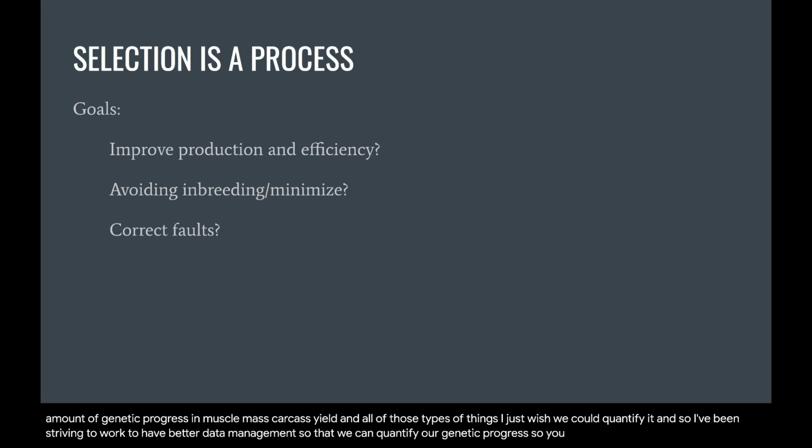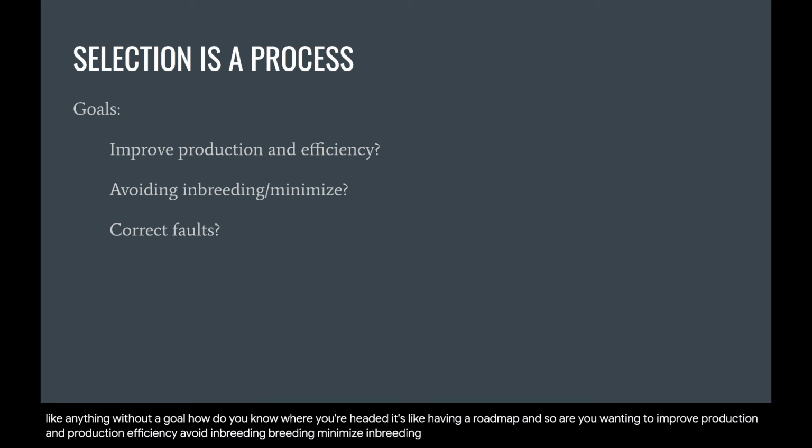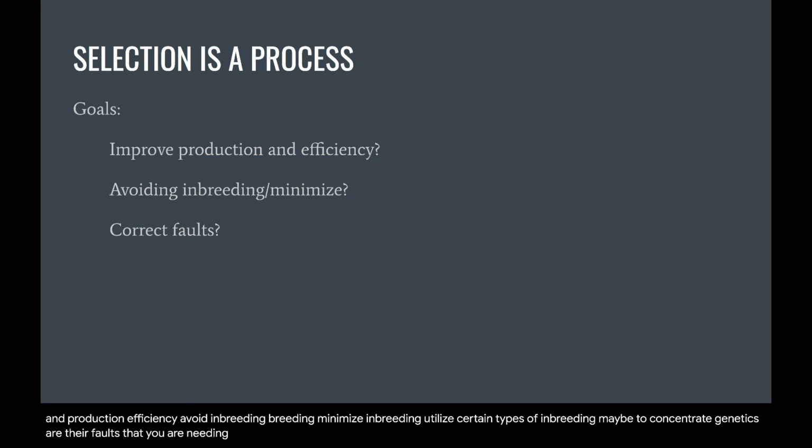So you need to have production goals. This is like anything. Without a goal, how do you know where you're headed? It's like having a roadmap. Are you wanting to improve production and production efficiency? Avoid inbreeding, minimize inbreeding, utilize certain types of inbreeding, maybe to concentrate genetics. Are there faults that you are needing to correct?